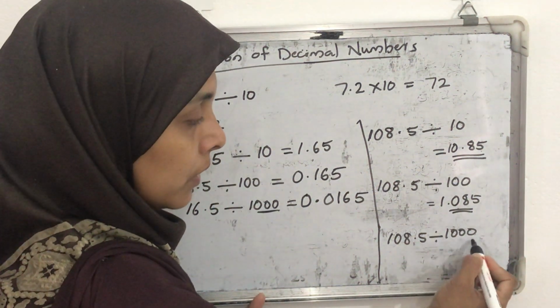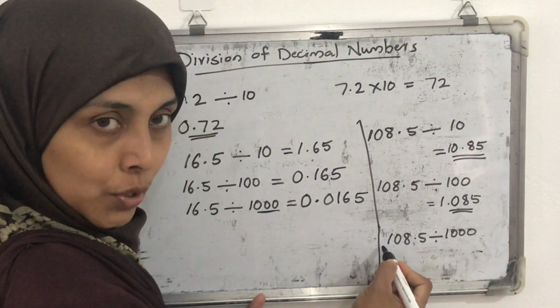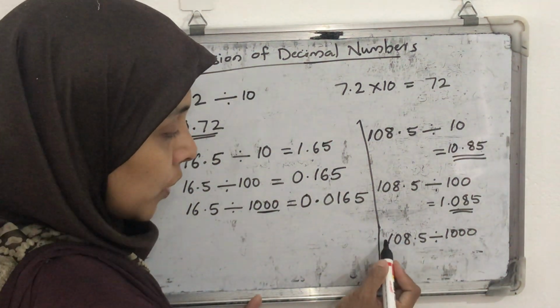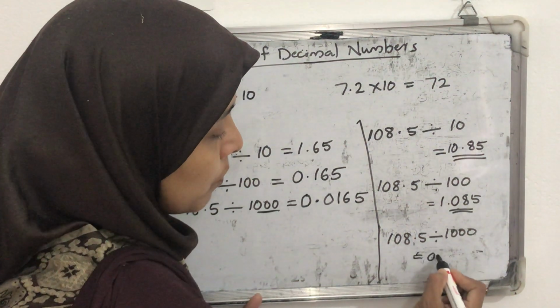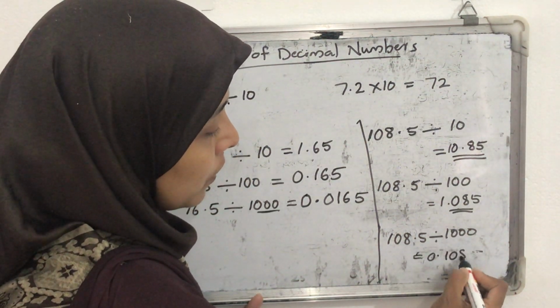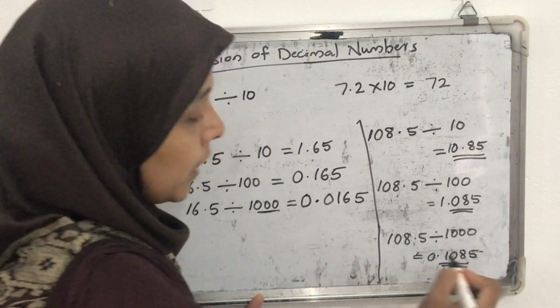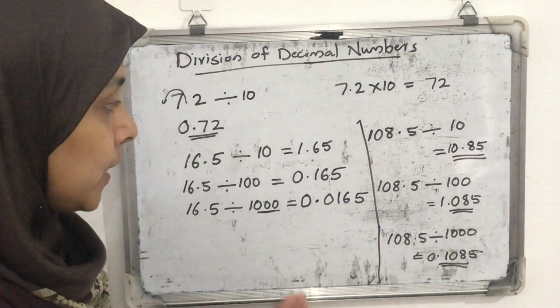Three zeros here. So three places we want to shift this decimal point. So the decimal point will reach here. So the answer becomes 0.1085. Okay. This is the first case.